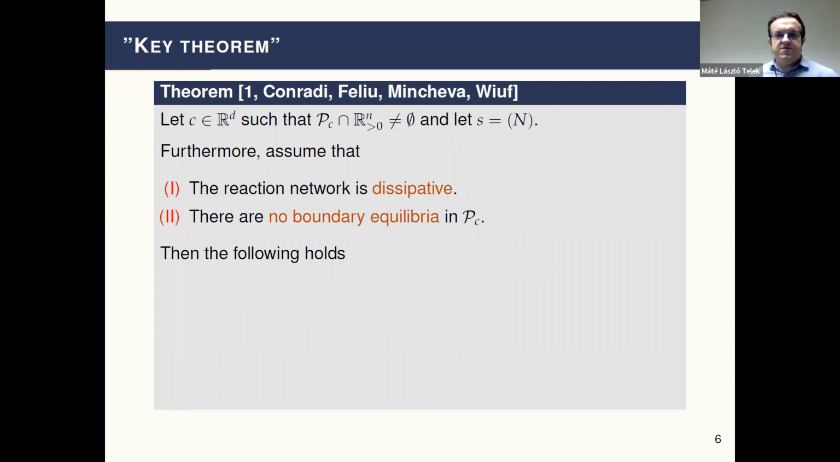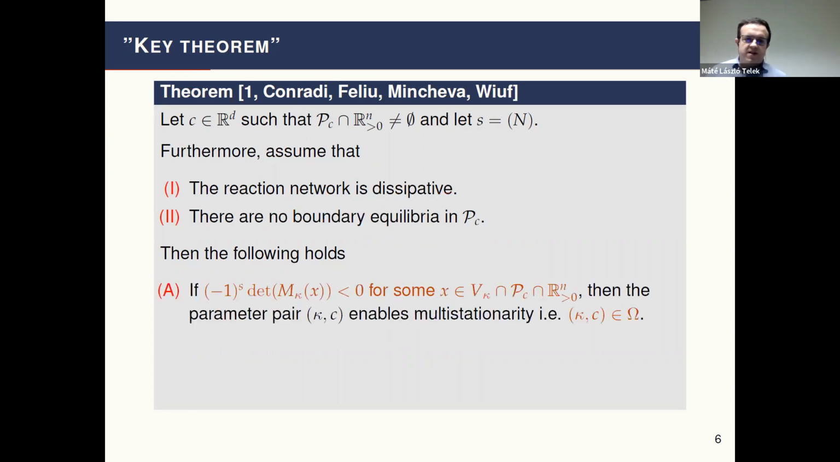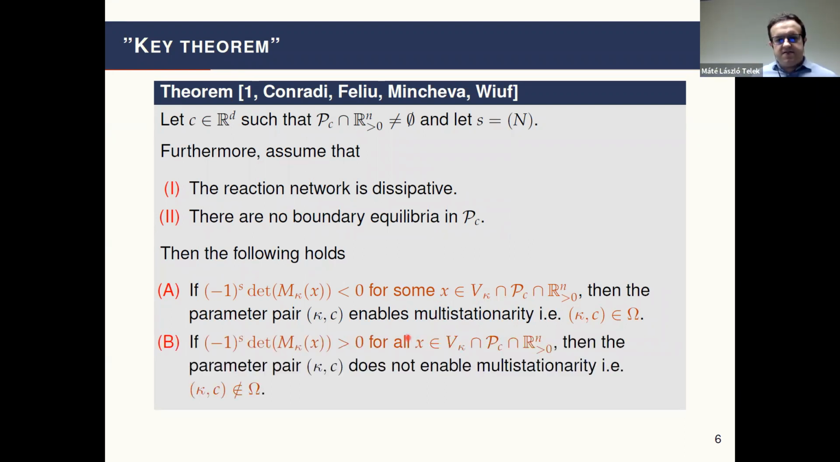Here we have two assumptions on the network. First, the network should be dissipative without boundary equilibria. And whenever it halts, then we can look at the sign of the determinant of this matrix that we just introduced before. If this sign is negative for some x in this intersection, then the pair kappa, c lies in the parameter region of multistationarity. If the sign of this determinant is positive for all the x's in the intersection, then the pair kappa, c does not enable multistationarity. So in that way, we have a nice way to decide whether points lie in omega or not.